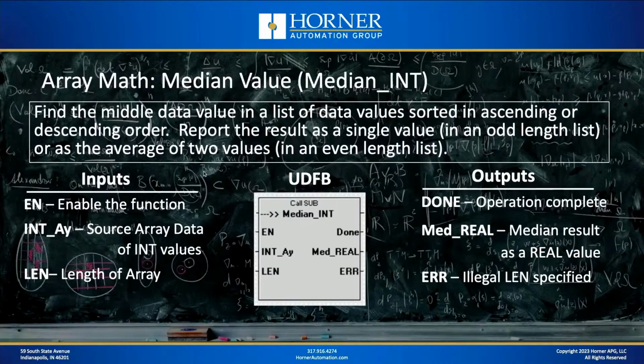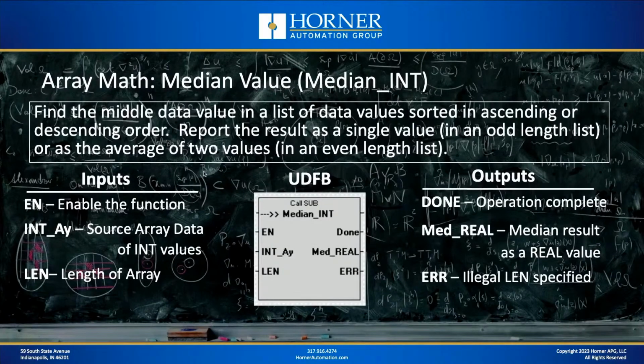Because there is sorting involved, the first step in the performance of the UDFB is that it has to sort all the data in your data set in ascending order. Because that can be time consuming and can impact your scan rate, we have limited the size of the input array to 100 elements for this particular function block. The rest of the function blocks I'm going to talk about today have a limit of 1,000 elements. So let's take a look at the inputs and the outputs for this median function block.